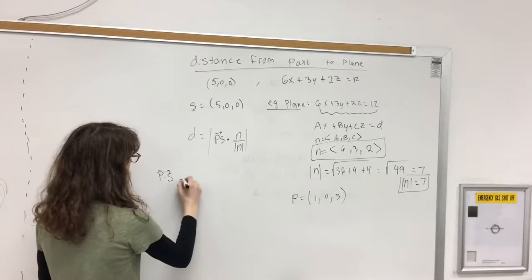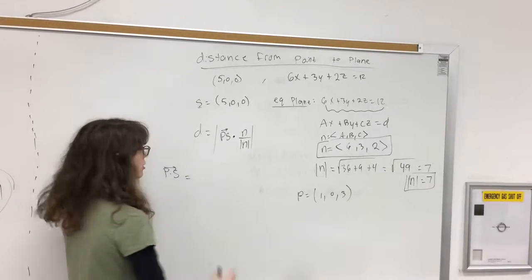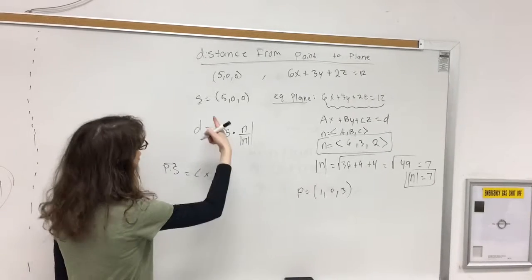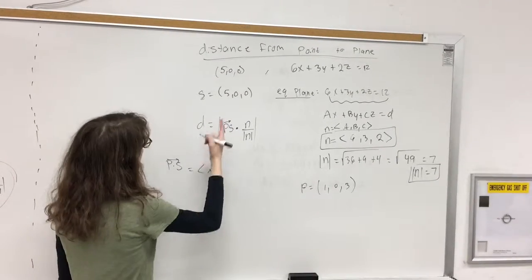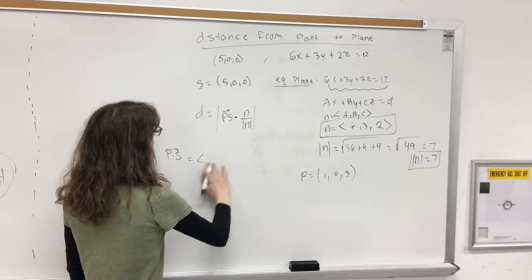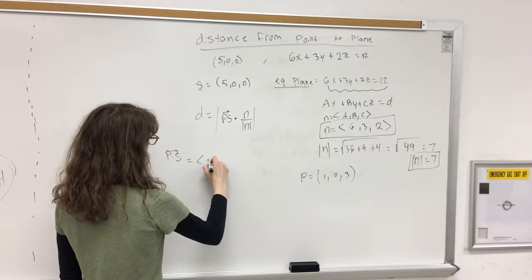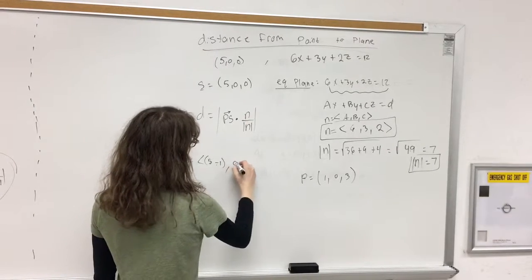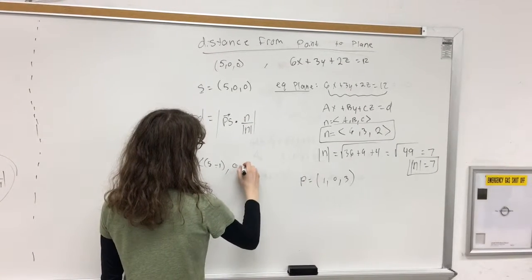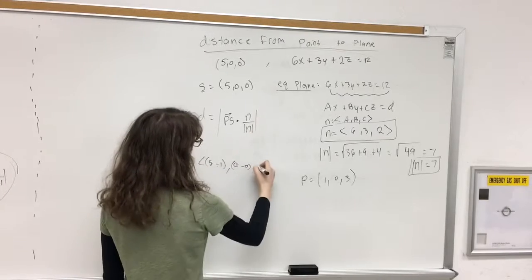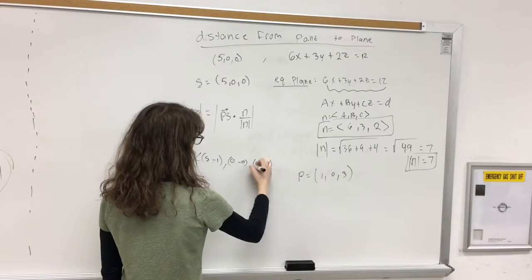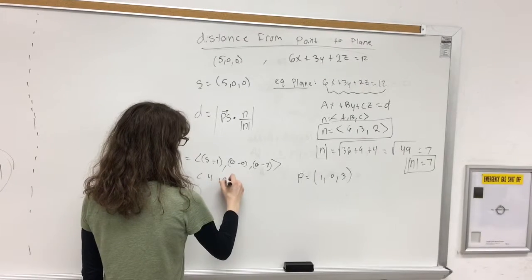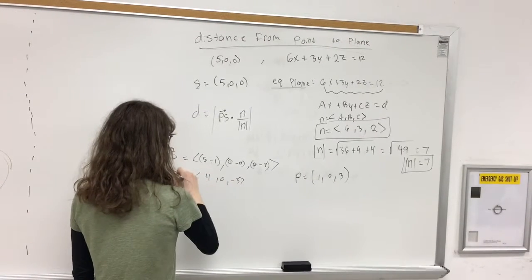So PS would simply be the component subtraction, and that's a vector, of the components of P from S, or rather S from P. So this would be 5 minus 1, comma, 0 minus 0, and 0 minus 3. And that'll give us 4, 0, -3. So this is PS.